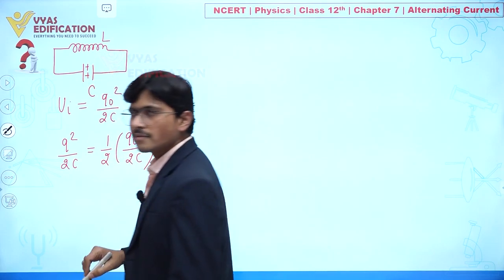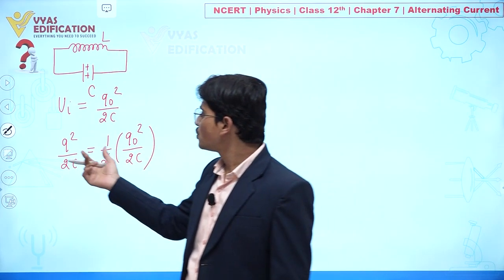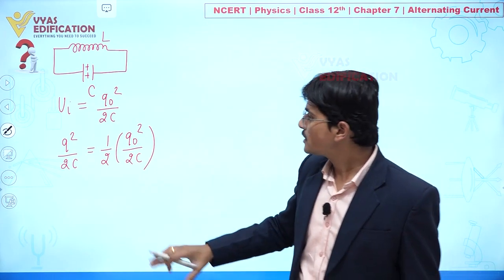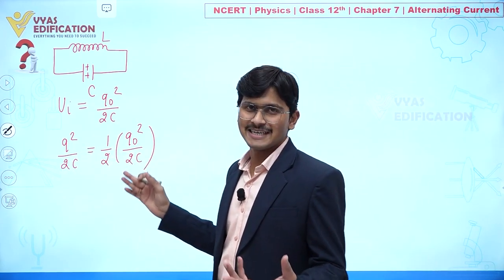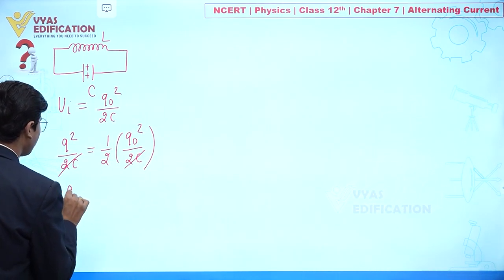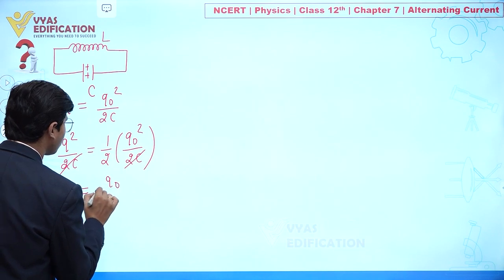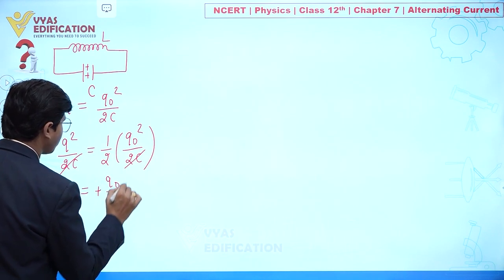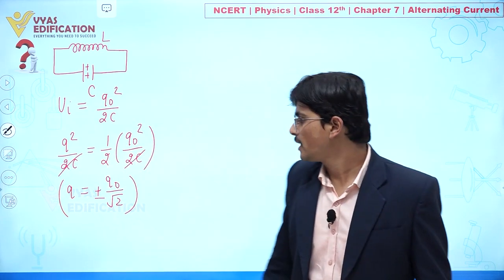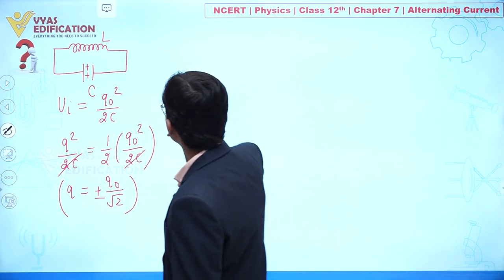I am assuming here this Q is the charge present at any time t. So we can say this energy is half of total energy. So from here, 2C and 2C cancel out, and we can write Q equals plus minus Q naught by root 2.